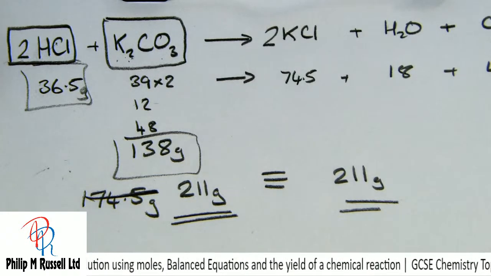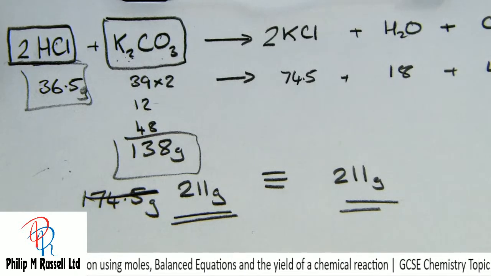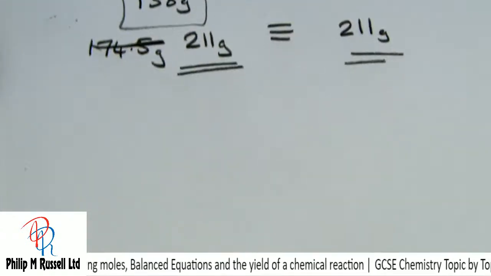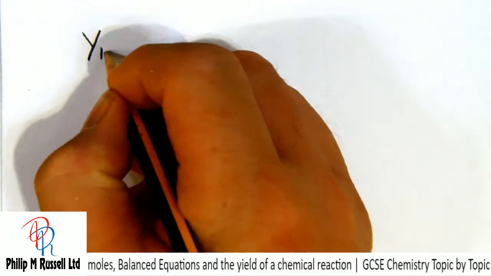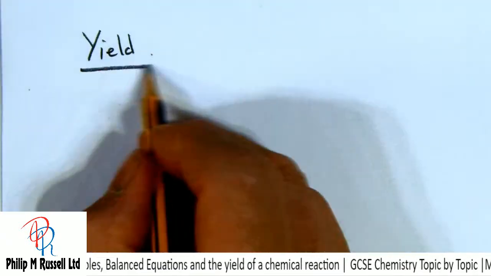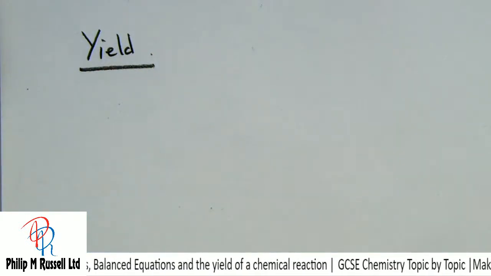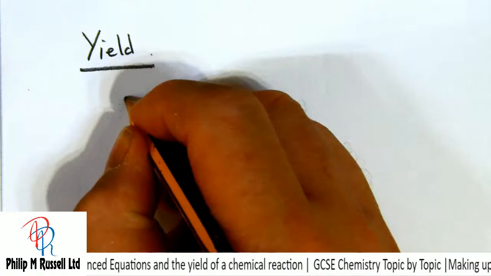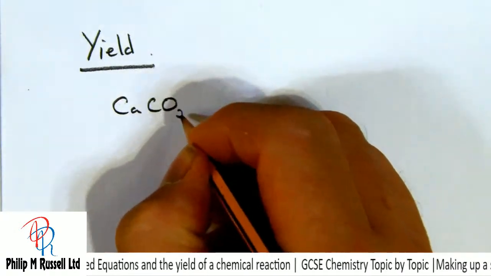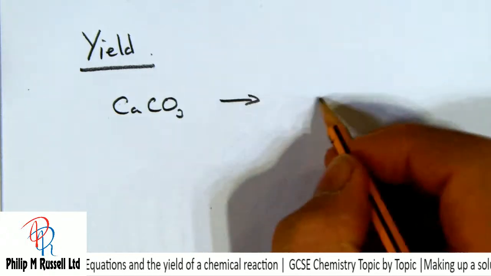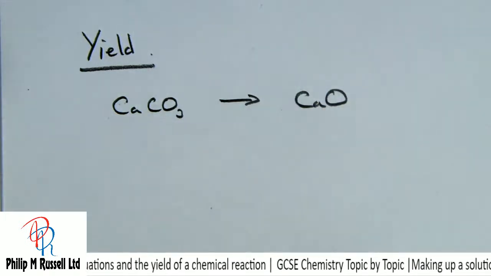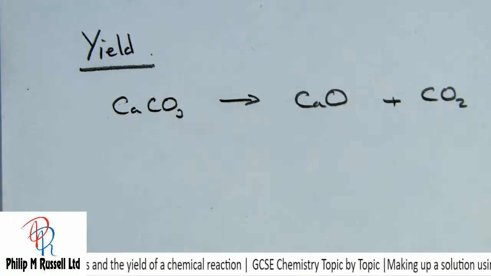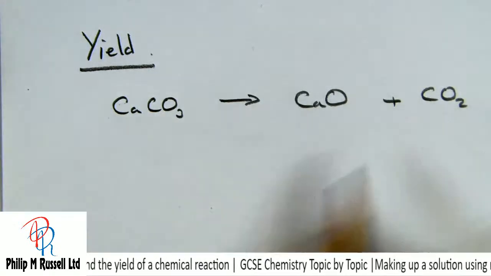Now, the next thing we need to worry about is trying to get the yield of a chemical reaction. So when we do an equation, we work out what's going to happen. So let's write here calcium carbonate, and this is going to give me calcium oxide plus CO2. Let's ensure we've got a balanced equation to start with. It is.